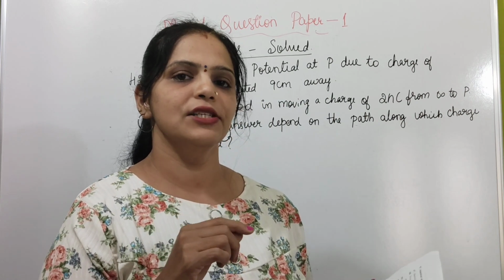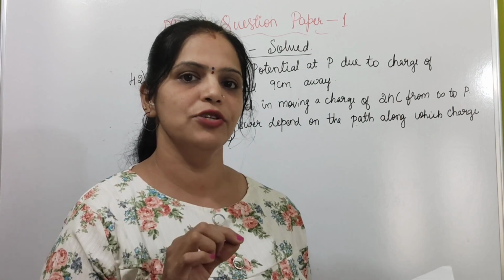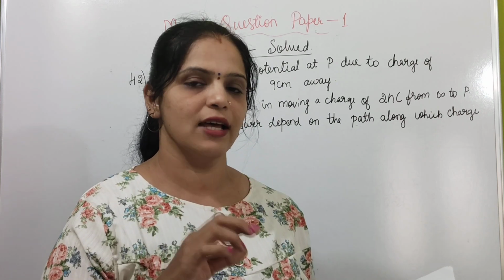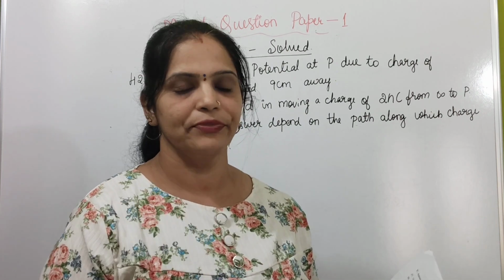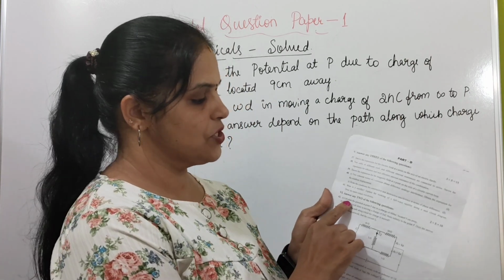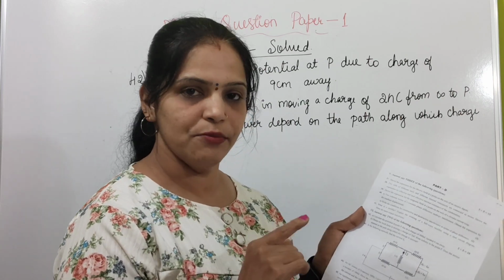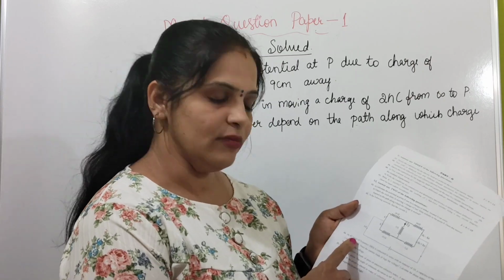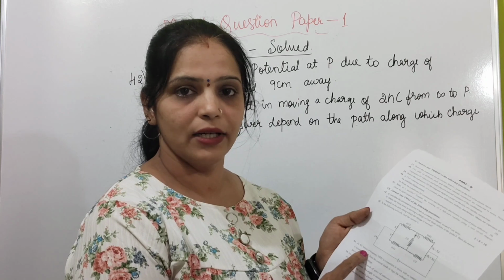In the second chapter, mainly we have to find the potential at any point due to a single charge, or due to a dipole or some number of charges, and find the work done in moving a charge from here to there, or capacitor problems. So the first question always comes from the first two chapters, the second question always comes from current electricity, and the third question is from the alternating current chapter, which is also very important.